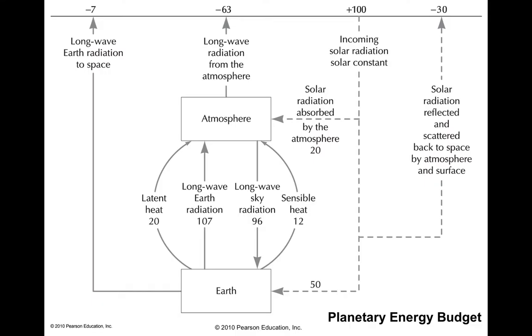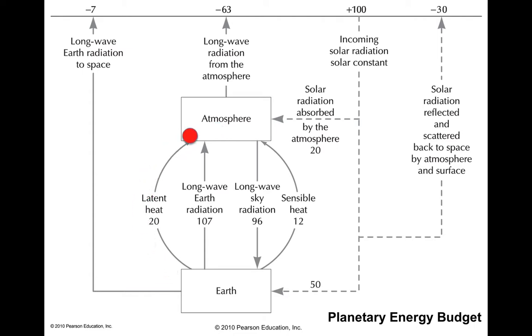This chart looks at the planetary energy budget. There's 100 units of solar radiation coming into the climate system. Of that, 20 units are absorbed by the atmosphere, and another 30 units are reflected and scattered back to space by the atmosphere and the surface. This leaves 50 units that get absorbed by Earth's surface. Now, Earth's surface can radiate some long-wave radiation directly to space, but not a whole lot gets radiated directly to space because there's greenhouse gases and clouds in our atmosphere that will intercept it. So Earth's surface will actually emit 107 units of long-wave radiation to the atmosphere, which absorbs it.